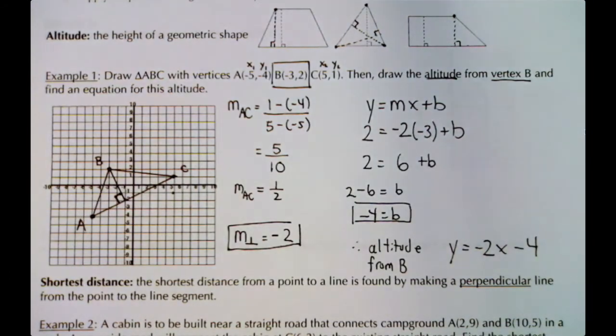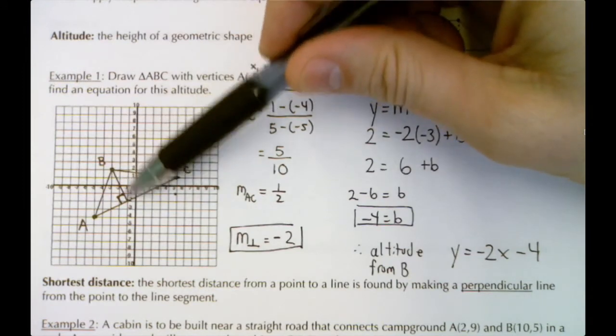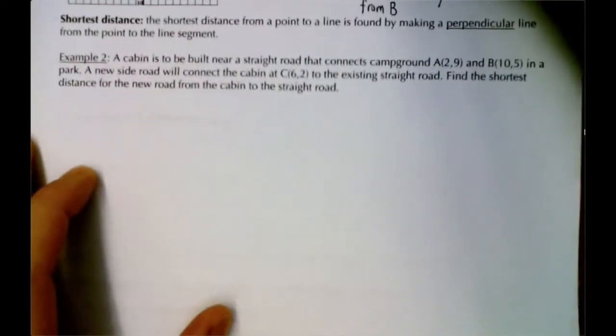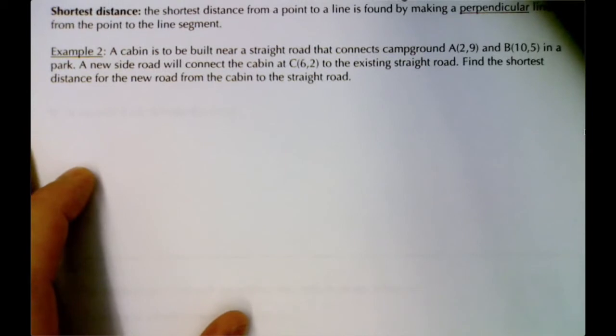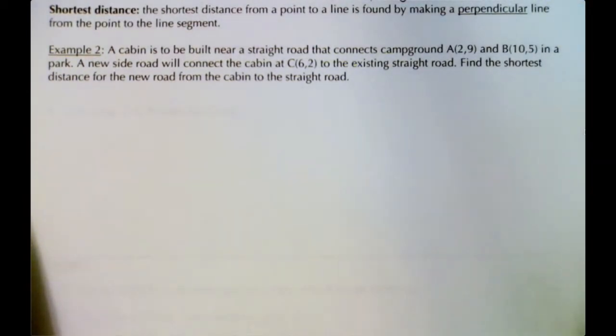Now, this lesson is about shortest distance. Once you find the equation of an altitude, you can use this equation to find the distance from B to this line. And that's 2 more steps. So we're going to do that example next in example 2. Let me read to you about shortest distance. The shortest distance from a point to a line is found by making a perpendicular line from the point to the line segment. That's an altitude. And once you have the altitude, you can find the shortest distance, and I'm going to show you how.